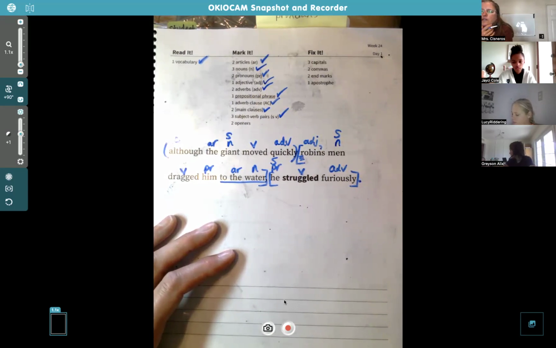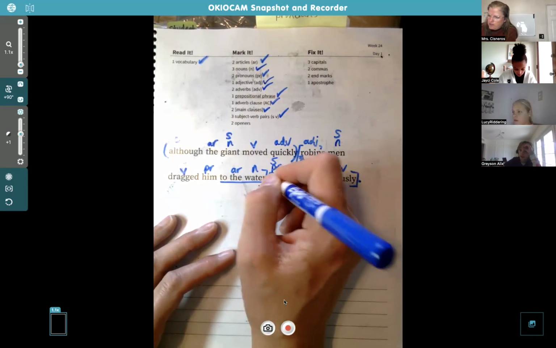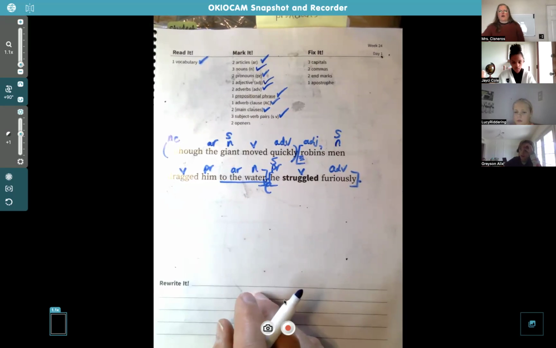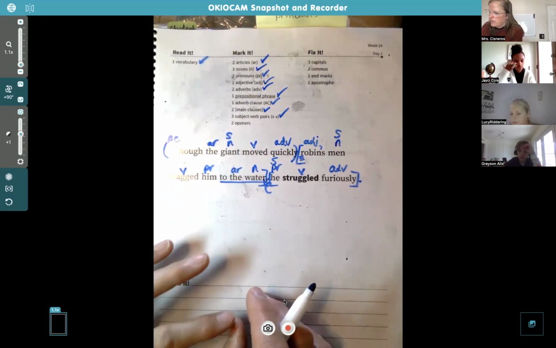Do you know where the other period goes, Lucy? After quickly? No, not there. It's going to go between the two main clauses. After water. Yeah. So we're going to take out that comma and put a period there, because it's a comma splice. Whenever you have two main clauses next to each other, they have to have a period between. So that's where that period goes.